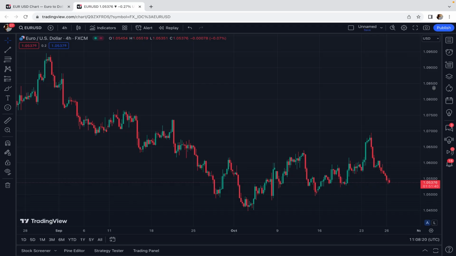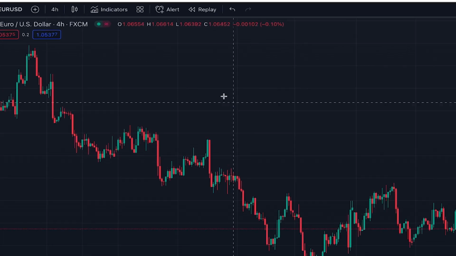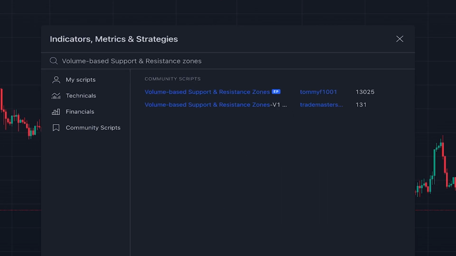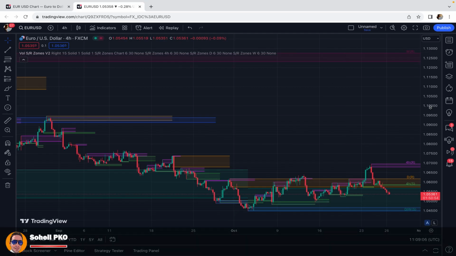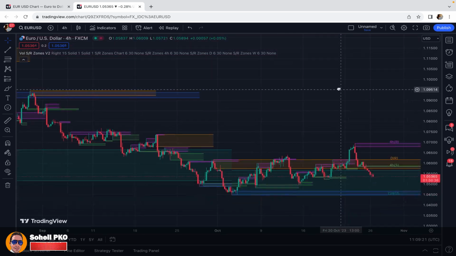Alright, the next indicator that I want to introduce is a more advanced support and resistance indicator. Here we click on indicators and we search volume-based support and resistance zones. This one is an editor's picks indicator and is written by someone named Tommy F1001. Alright, as you can see, the indicator has drawn some zones on the chart in different colors.